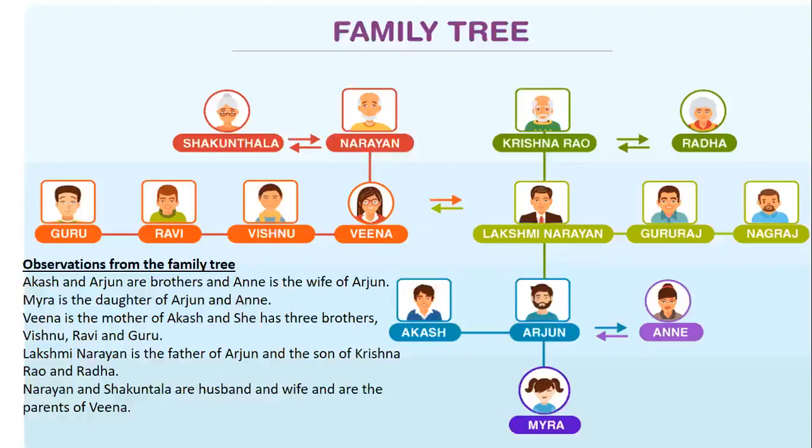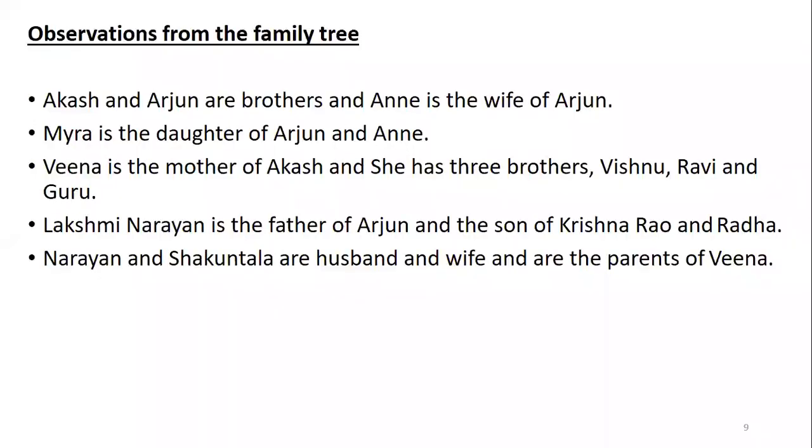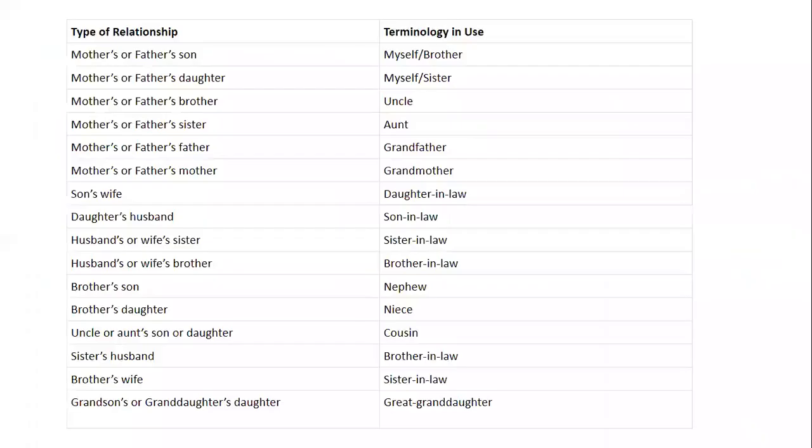Narayan and Shakuntala are husband and wife and are the parents of Veena. The same way, Krishna Rao and Radha are husband and wife. So this is the understanding from this family tree diagram. In the same way, if you are given some data or sentences, you should be in a position to draw this family tree diagram. So these are all the observations.